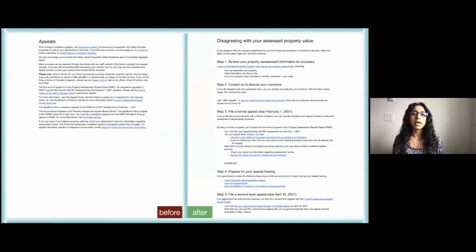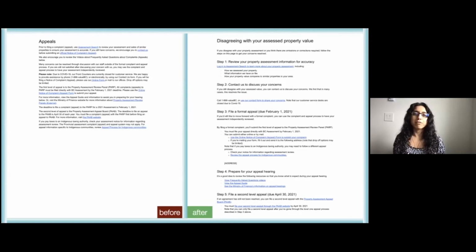So after rewriting the whole page, you can see the difference between the right and the left side, the right side being the one that I rewrote. So even though this side looks longer, it is a lot easier for a user to just really quickly scan it and find what they need. And the steps are really clearly separated and they're also in sequence. So it's really easy to figure out what you actually need to do next.